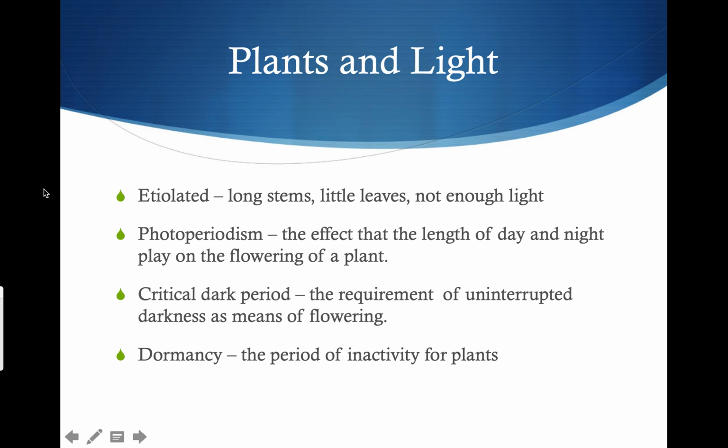All right. One thing about plants is, if they don't get sunlight, they'll just keep growing up and up before they produce leaves and stuff like that until they can reach the sunlight. Okay, assuming that they don't run out of energy or root length before they do. This is called etiolated, meaning they have long stems, little leaves because they're not given enough light.